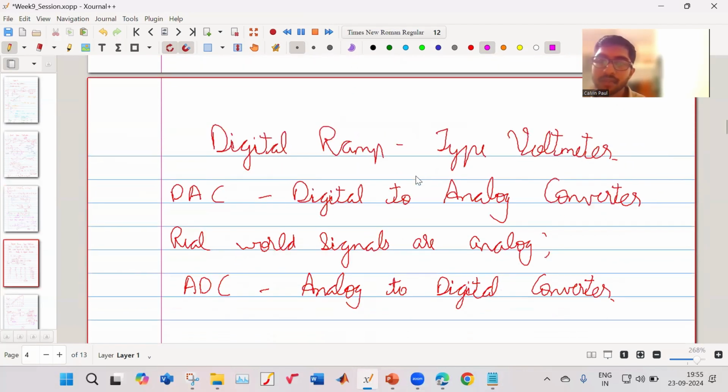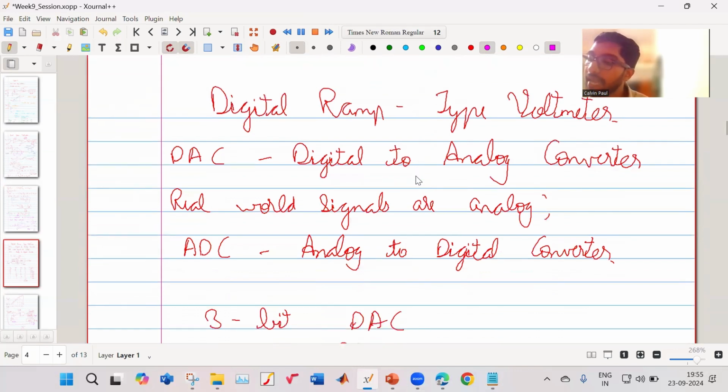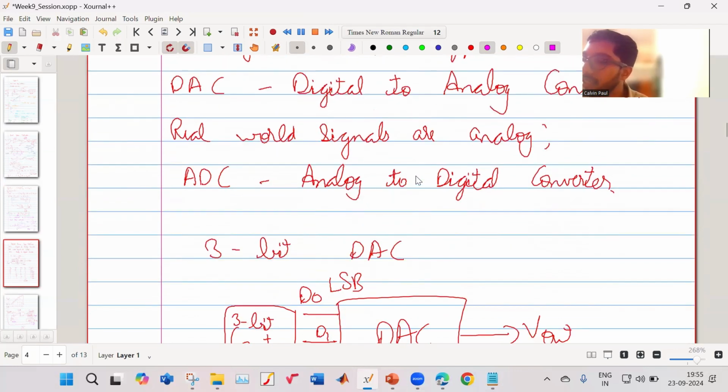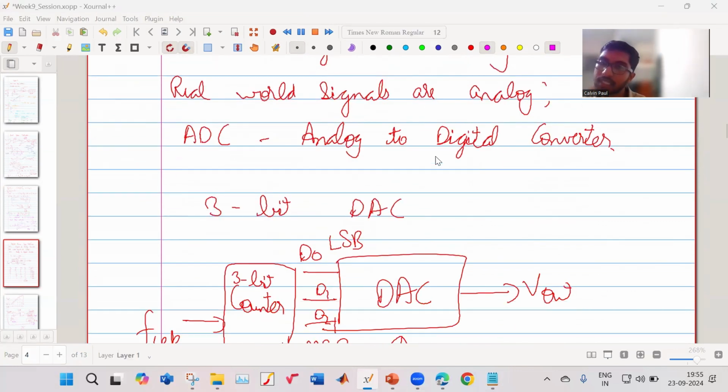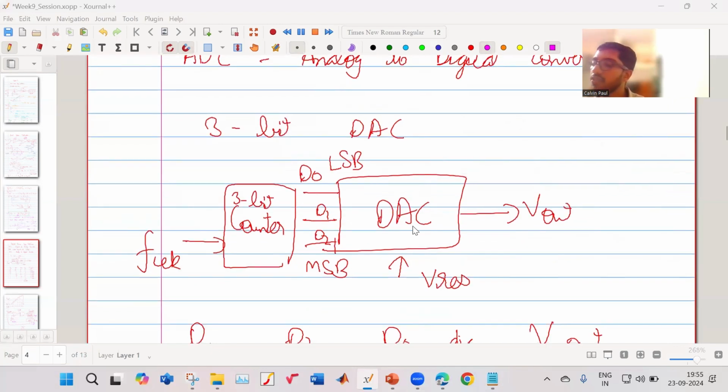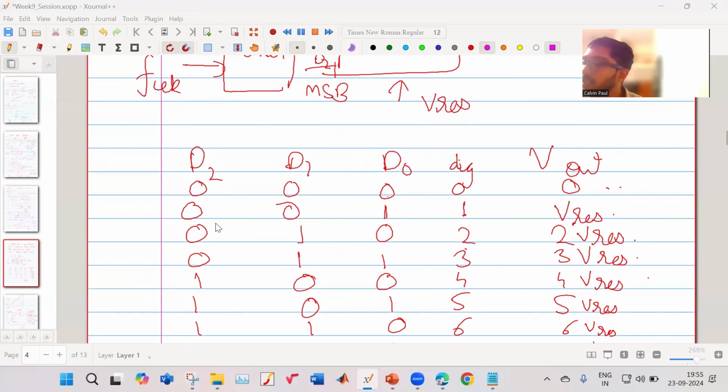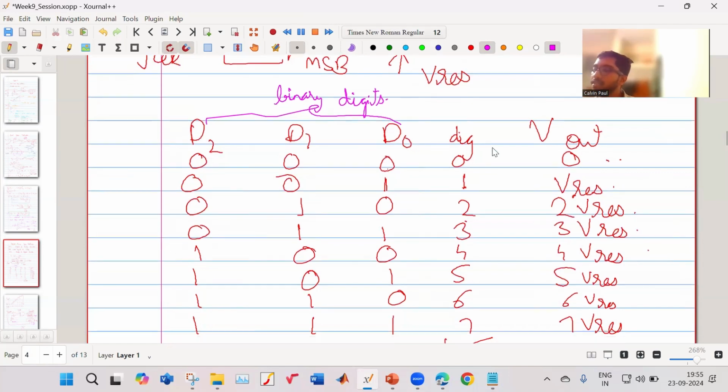Then we also look at what a DAC is, and how we generate real world signals. First I consider what is a DAC: your V out depends on the values of D0, D1, D2. These are binary digits in the normal format. So if this digit is this much, then what is your digital value and what will be your output accordingly.